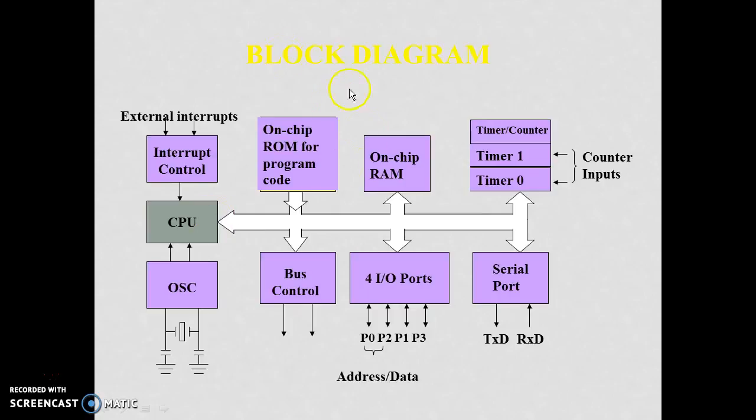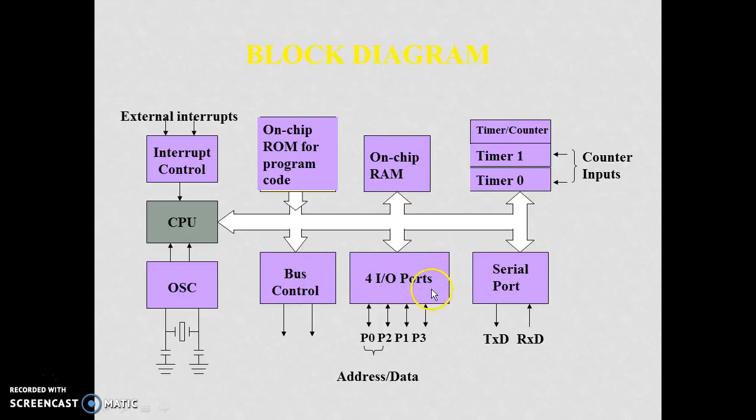Now, this is the block diagram of a microcontroller. It has a CPU, central processing unit. An oscillator is required. It is driven through the oscillator circuit. You just need to connect the external crystal oscillator. It has an interrupt controller for interrupt purposes. So this is the common bus. So this is the bus control.